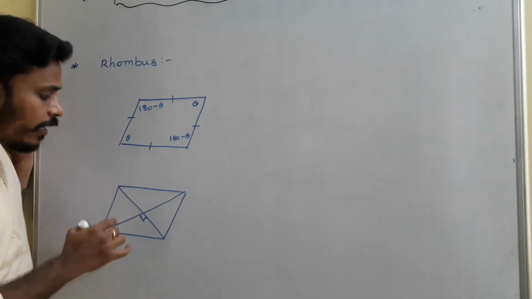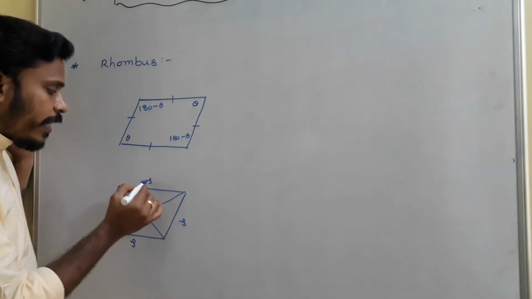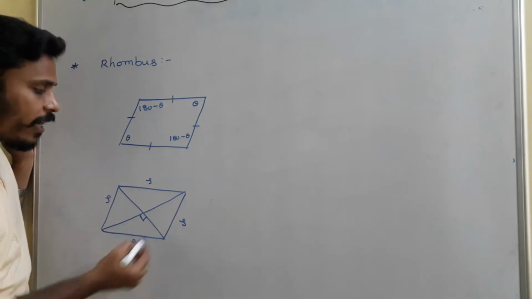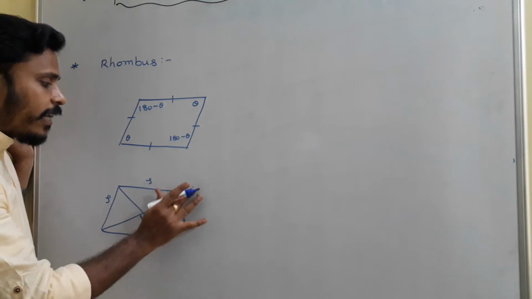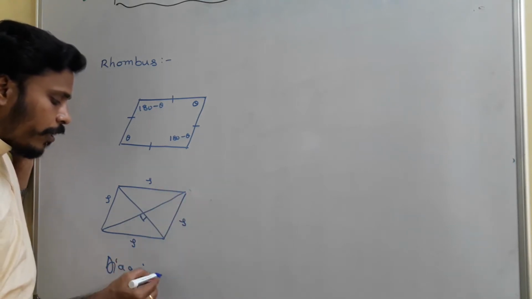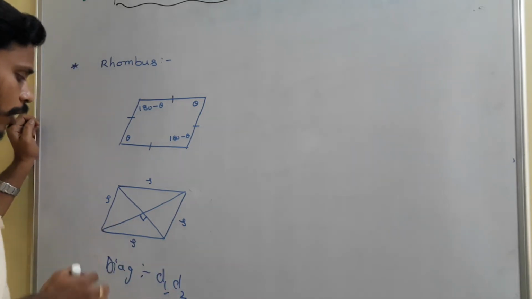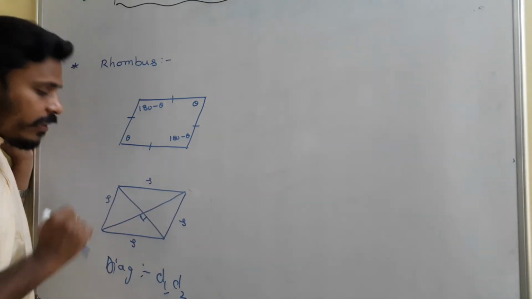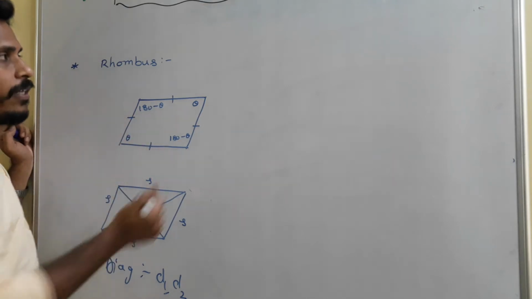And here in particular, since all the sides are equal, you just take the sides as S, and the length of one diagonal as D1 and the length of the other diagonal as D2. In the diagram it is not possible to indicate, so just let the lengths of the diagonals be D1 and D2. So the first diagonal length is D1 and the second diagonal length is D2. Angles are like this: theta, 180 minus theta, 180 minus theta.